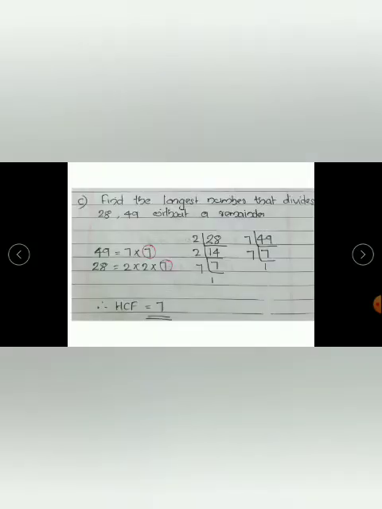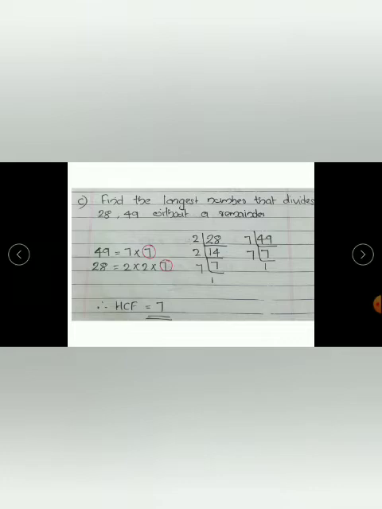Next question. Find the largest number that divides 28 and 49 without a remainder. Here they are asking the question in a different way. Largest means what? Highest. So is highest for HCF or LCM? Yes, HCF, isn't it? So when they are asking for the largest number, we have to find the HCF. That means we have to find the HCF of 28 and 49. By any method you can find the HCF.